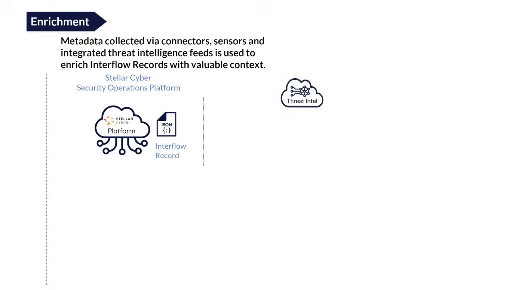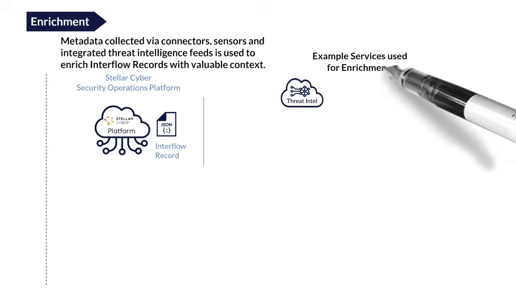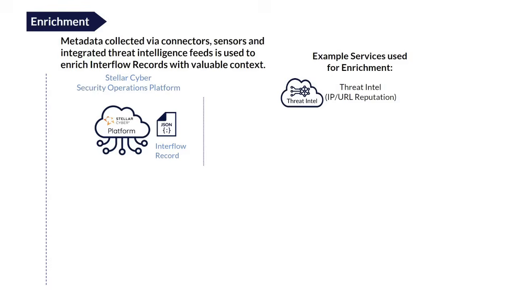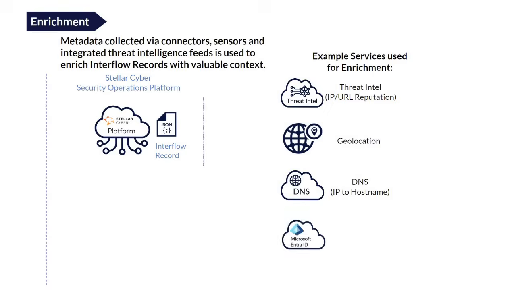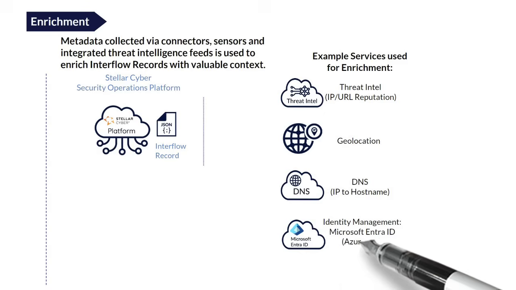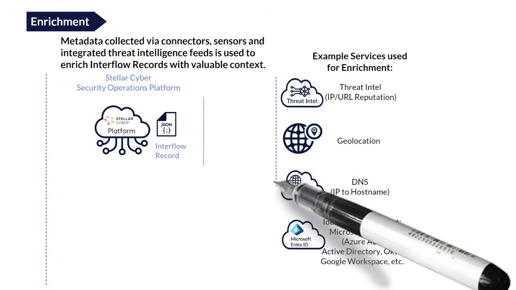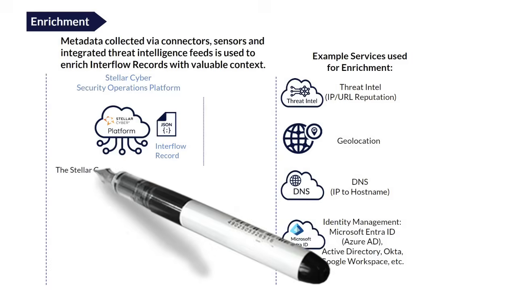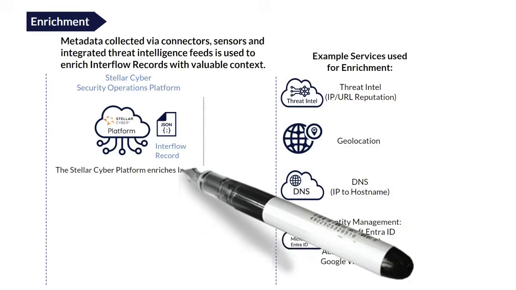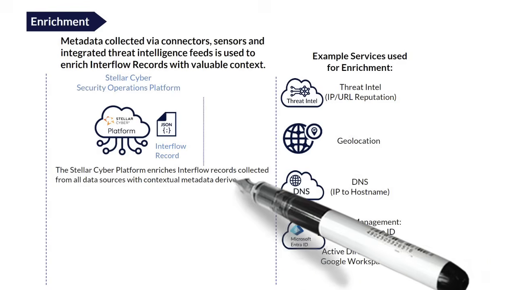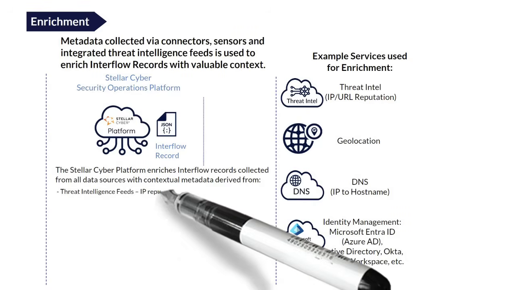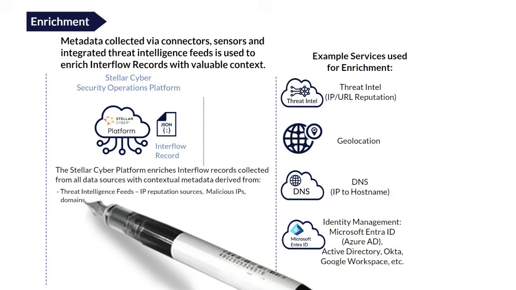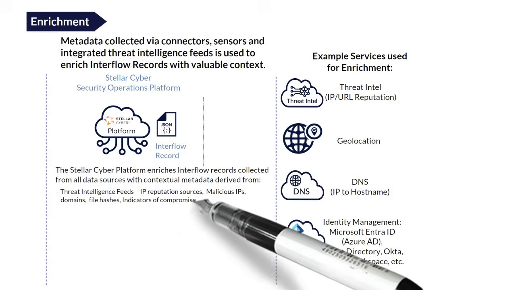The Stellar Cyber platform enriches the data within interflow records from many sources, including threat intel feeds for IP and URL reputation, geolocation, DNS for IP to hostname mapping, and identity management solutions including Microsoft Entra ID, formerly known as Azure AD, Active Directory, Okta, Google Workspace, etc. The platform enriches interflow records collected from all data sources with contextual metadata derived from threat intelligence feeds, IP and URL reputation sources, malicious IPs, domains, file hashes, and indicators of compromise (IOCs).